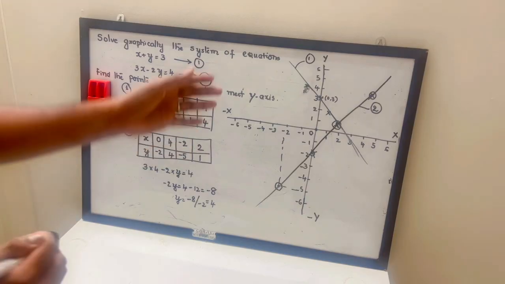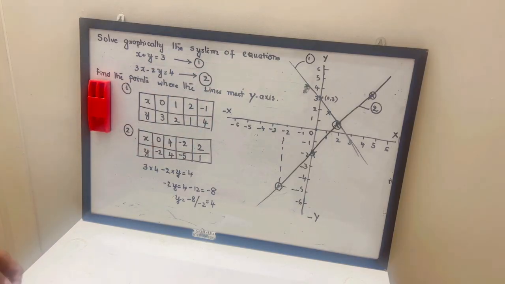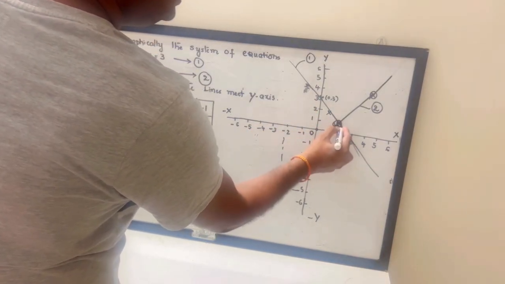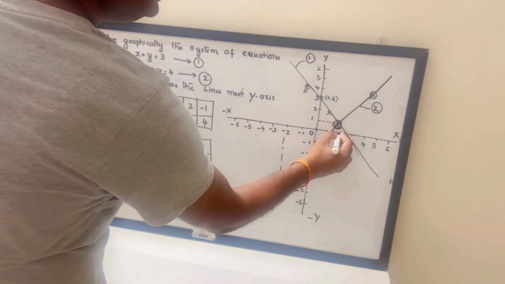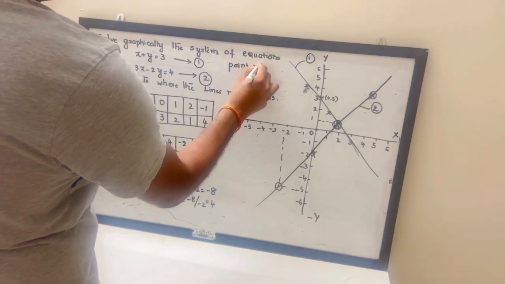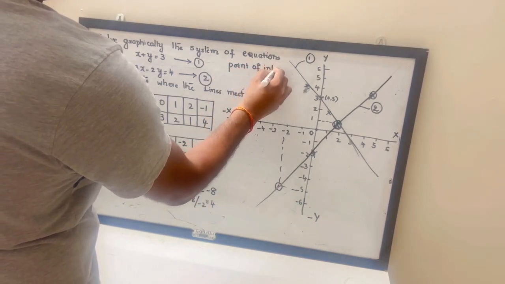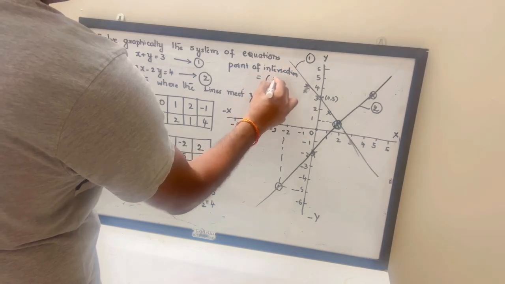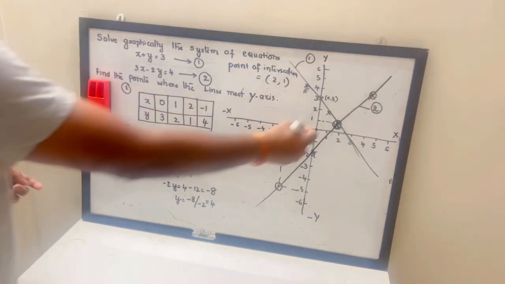So you got two equations here. Now, what is the point of intersection? The two lines are intersecting at a point here somewhere. So what is the point? 2, 1, isn't it? So the point of intersection is 2, 1. Both the lines are intersecting at that point.